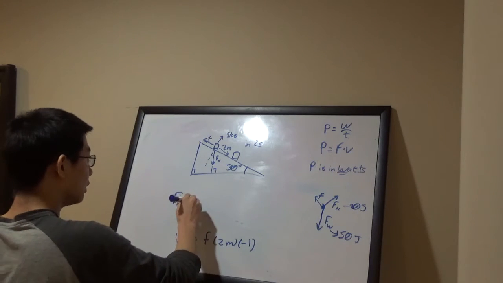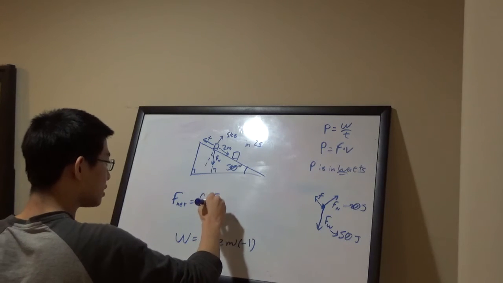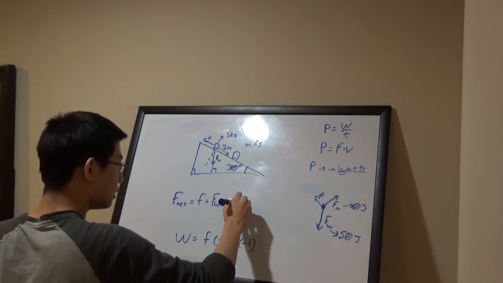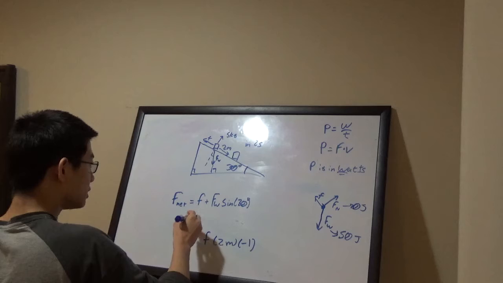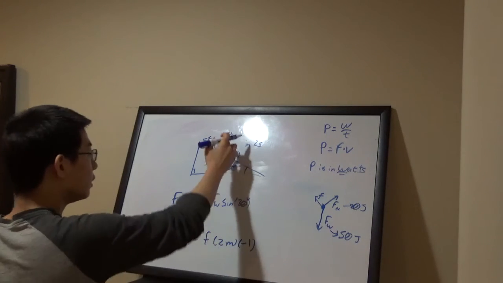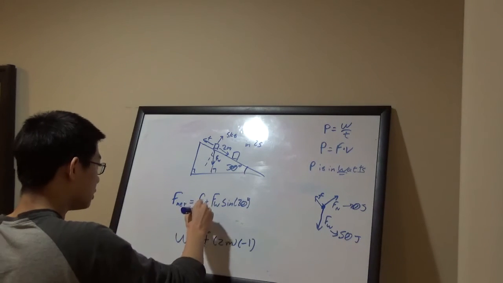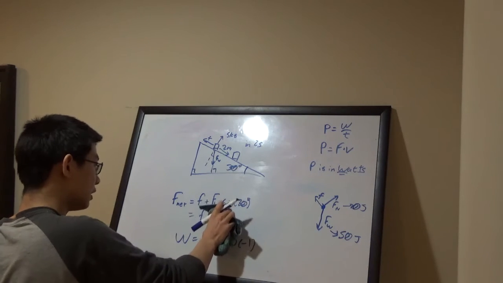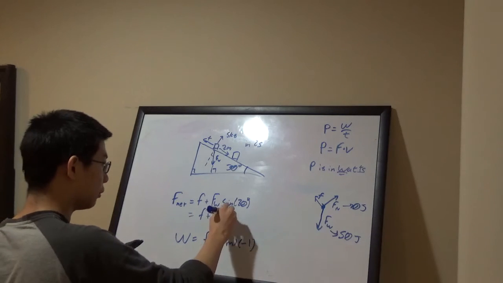Net force in this direction is equal to our frictional force plus this gravitational force component, which is Fw sine 30 degrees. Well, sine 30 is just equal to 1/2. We know Fw is mg, mass times gravity, that's 50 times 1/2, so we get 25. So it's equal to F plus 25. 25 what? 25 newtons, because we're talking about forces here, not work anymore.